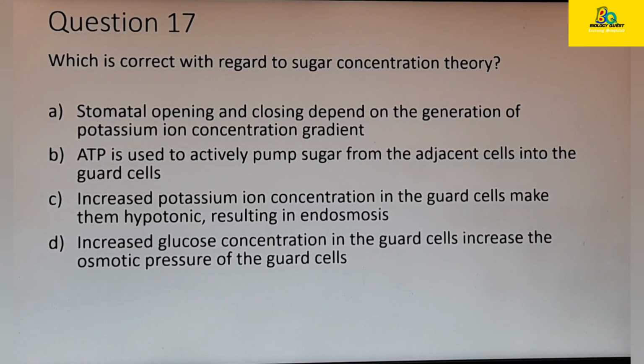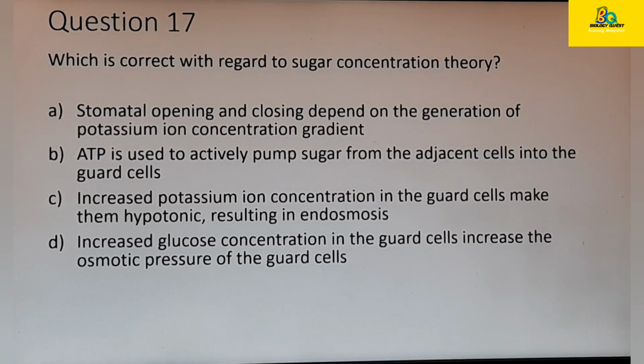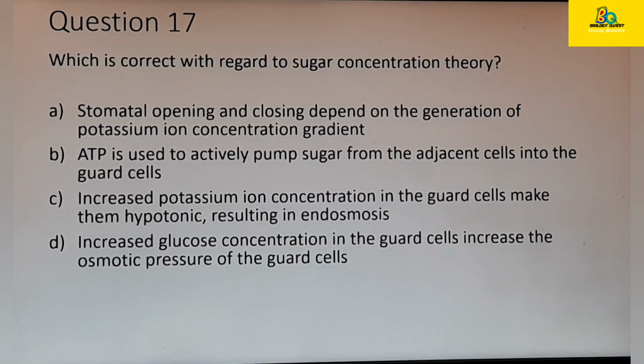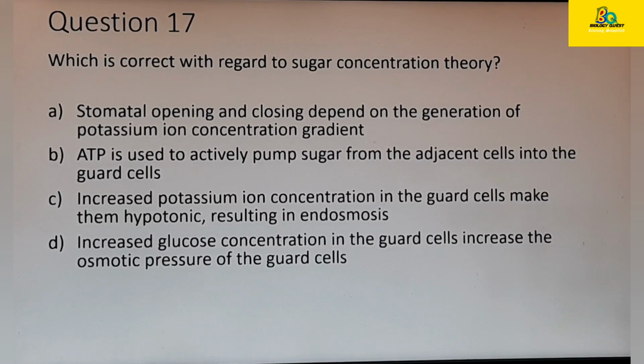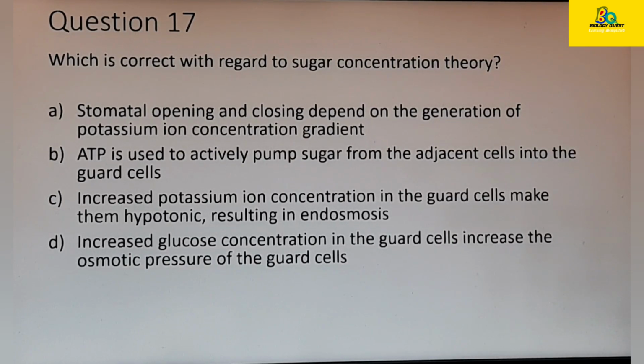And come to the fourth option, option D, increased glucose concentration in the guard cells increases the osmotic pressure of the guard cells. Yes, that is true. Because of the presence of more glucose in the guard cells, the osmotic pressure inside the guard cells increase, and as a result water enters into the guard cells from the adjacent cells. Endosmosis will take place into the guard cells, and the guard cells swell up or bulge out, and the stoma opens because of the peculiar type of thickening of the guard cells. The stomata will open up. So the correct answer is option D.